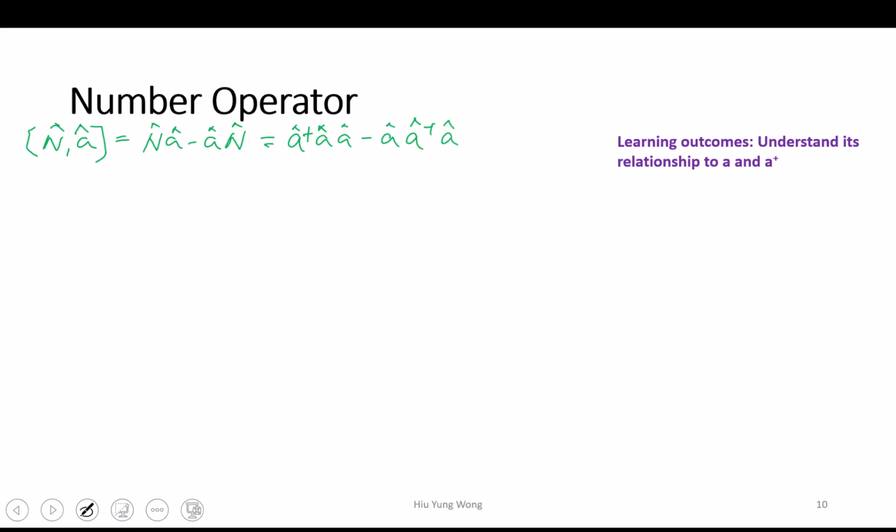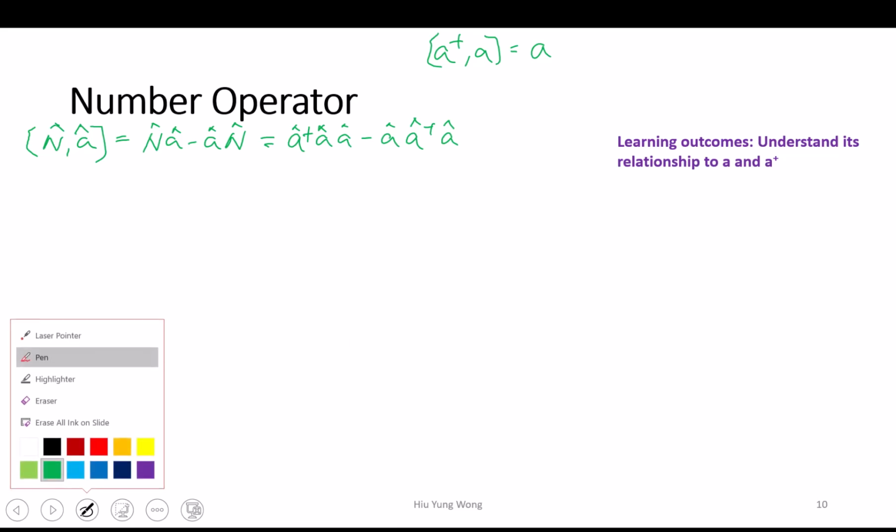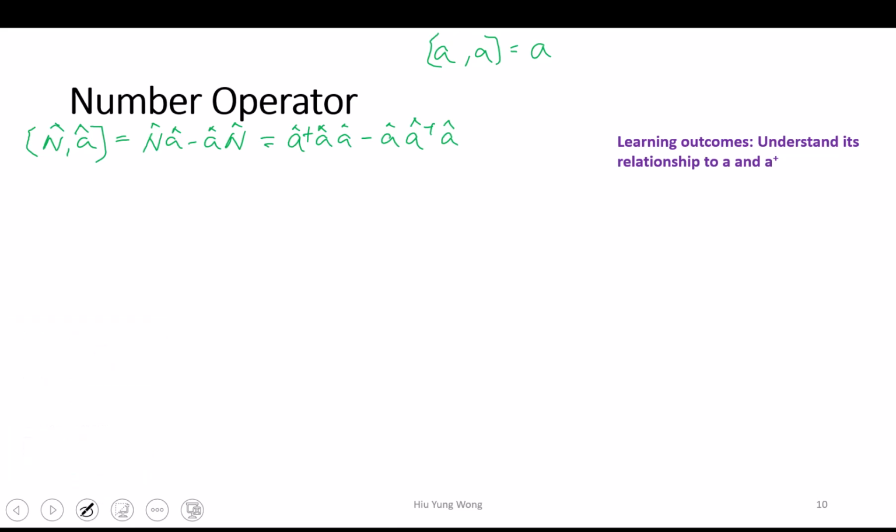Is this 0? No. Or at least you should say, I don't see that yet, because you cannot say I can swap A and A dagger. A and A dagger do not commute, right? A A dagger commutator equals to what? A A dagger minus A dagger A equals to 1, right? So this is a skill.